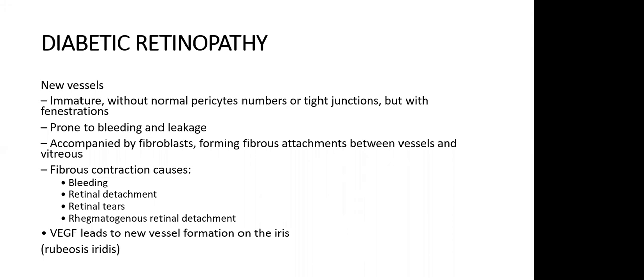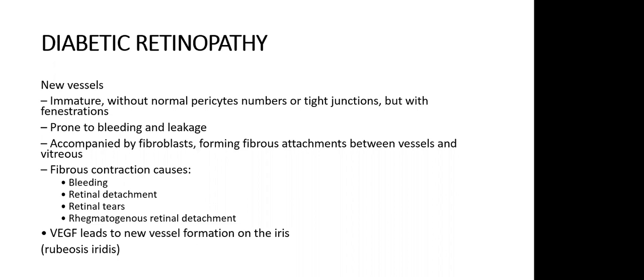Okay, so new vessels are formed. They are immature. These don't have the normal pericytes. So it means that they don't have very strong tight junctions, and they have fenestrations. The new vessels that are formed have fenestrations. That means they can bleed and they can leak. Okay, so leakage of the content of blood into the retinal tissue from these new or abnormal vessels is the main underlying factor for what we see in diabetic retinopathy.